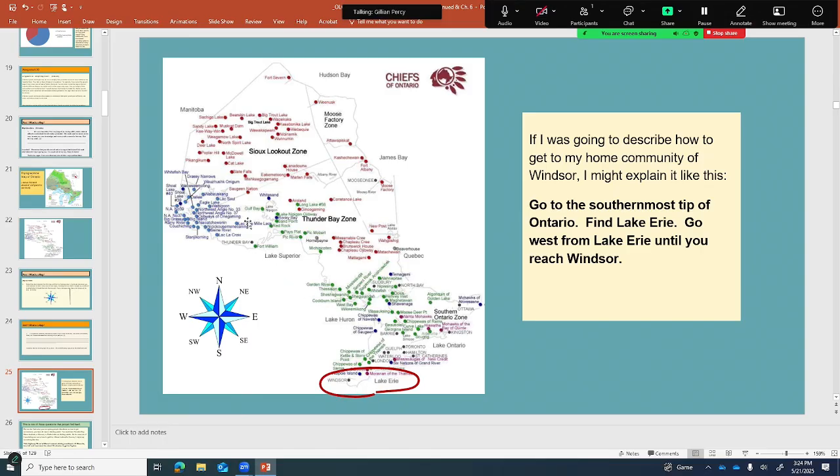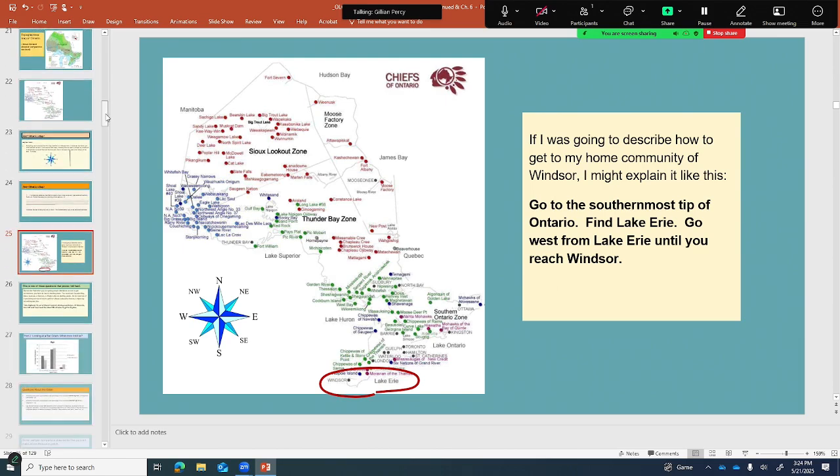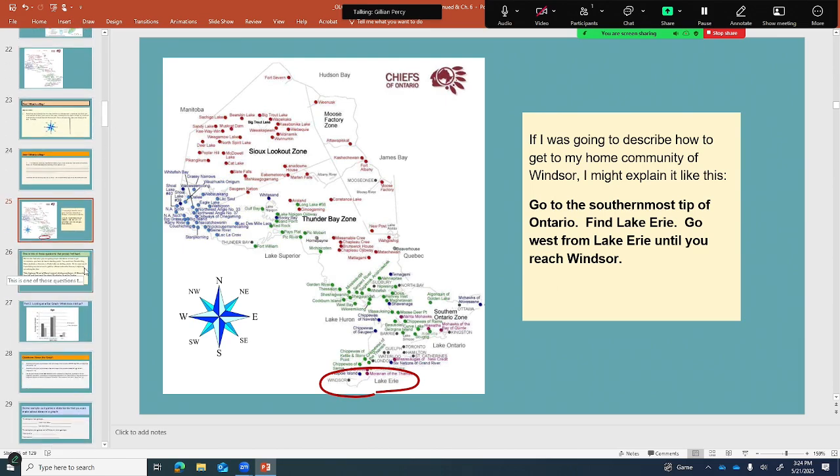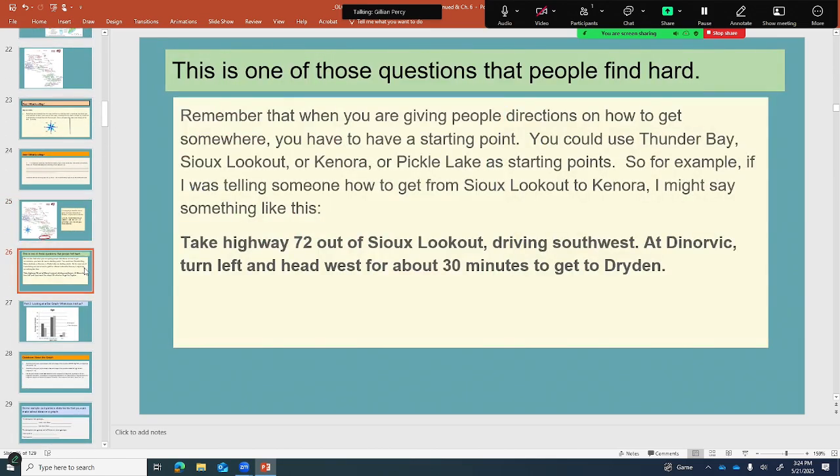I could also say something like, go southeast along Highway 1117, heading towards Toronto. When you get to Toronto, turn southwest and head towards Windsor. So there isn't just one right way to give directions, but just make sure you're using map words, not left and right words.